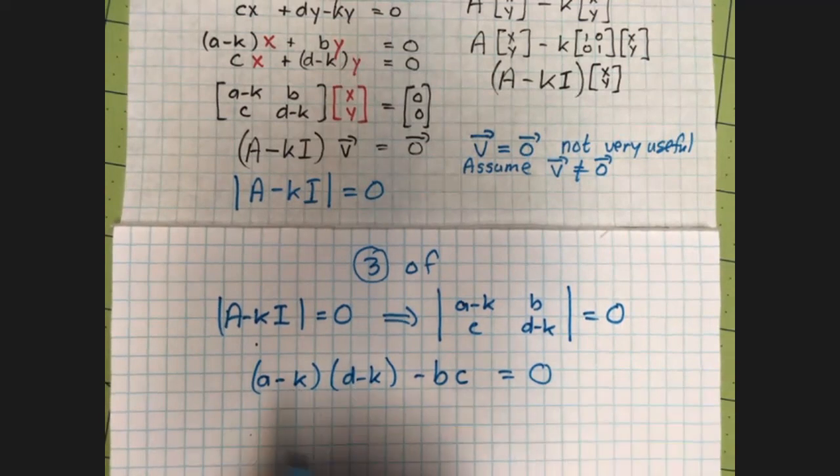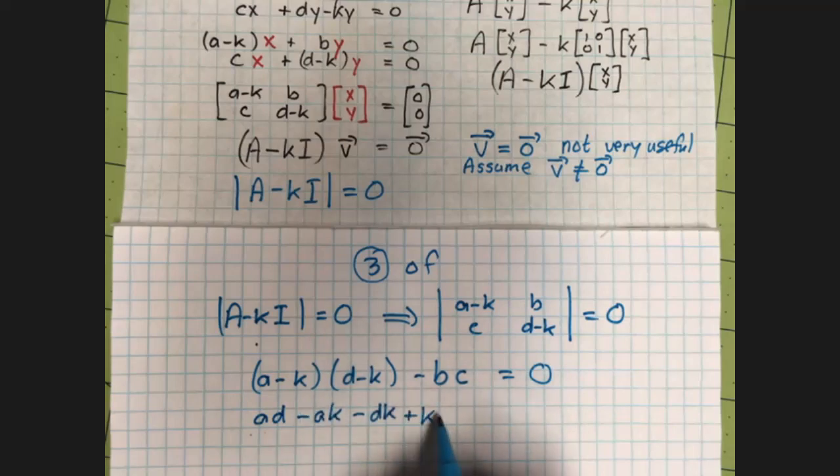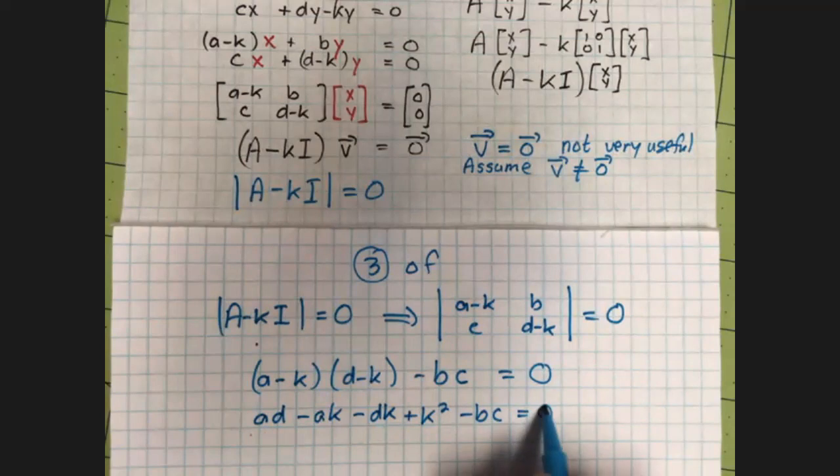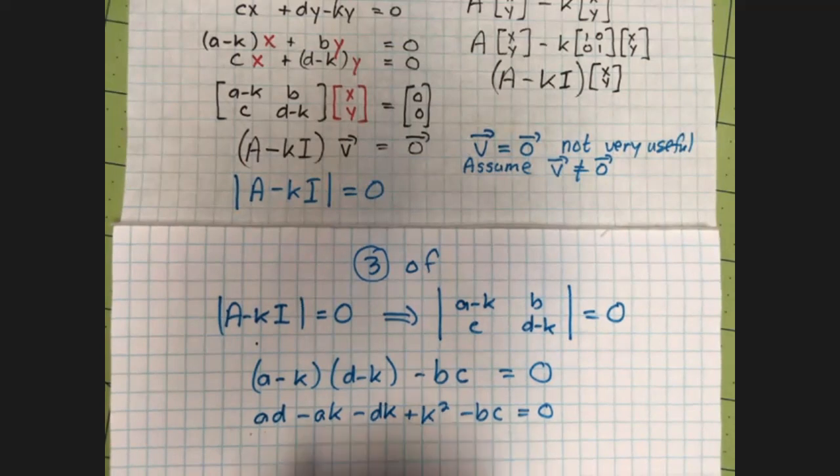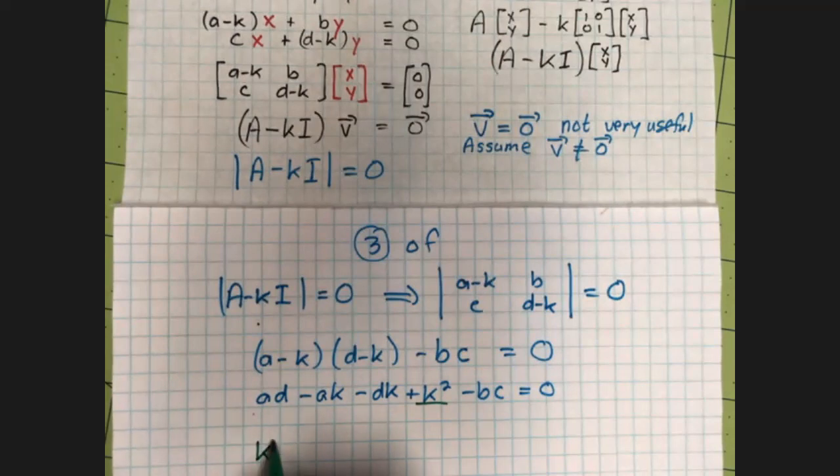But now we get the big payoff. Let's multiply this out. ad minus ak minus kd, kd, dk, it doesn't matter. d and k are both real numbers. Minus plus k squared minus bc equals 0. It looks like a random string of multiplications, but if you look at it really closely and organize it properly, begin with a k squared, and then look at these two pieces that have a k in them. Let's factor out the k. And let's say a plus d.